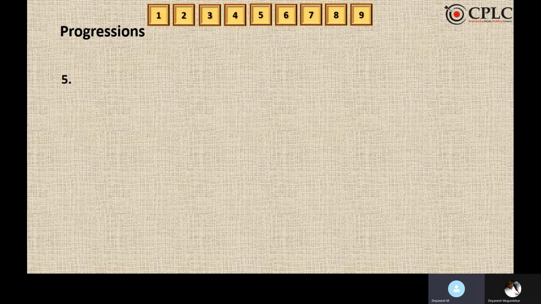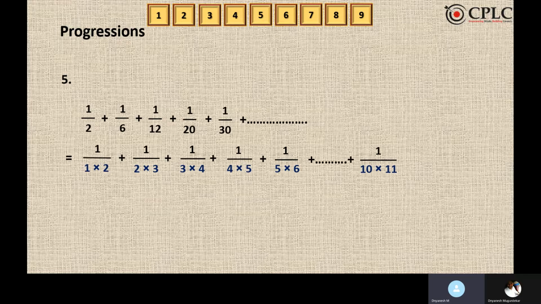So when you are adjusting the terms, the denominators can be separated as this. The first term can be written as 1 into 2. The second can be written as 2 into 3. The third can be written as 3 into 4. Fourth can be written as 4 into 5, and so on. So similarly, the 10th term will be written as 1 upon 10 into 11. So this was the first realization.